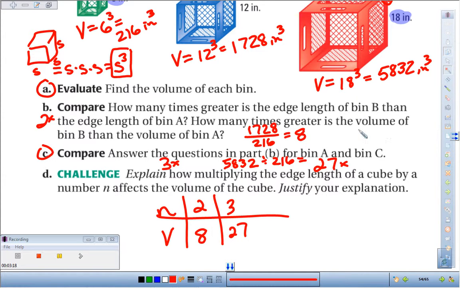Now that's not a whole lot of data to work with, but we might recognize that if we took 2 to the 3rd power, it equals 8. If we took 3 to the 3rd power, it equals 27. In general, if we multiply an edge length by n, the volume is going to get bigger by a factor of n cubed.